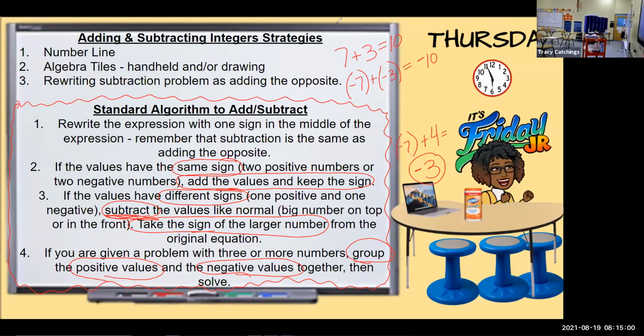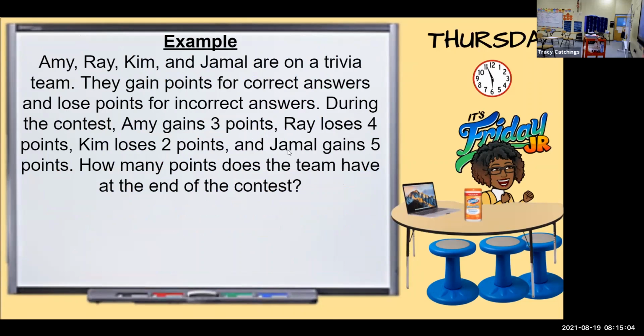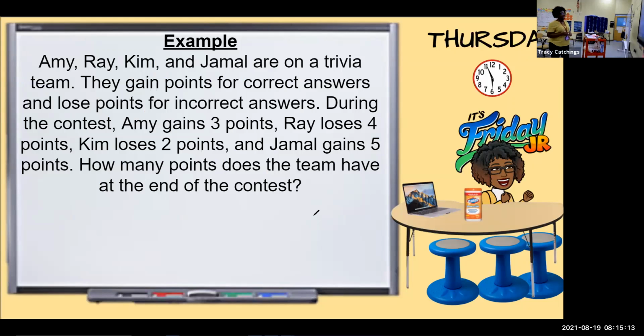All right, so hopefully you got your notes, and you know me, we're gonna use those notes to look at a few problems. The first example we're gonna look at reads: Amy, Ray, Kim, and Jamal are on a trivia team. They gain points for correct answers and lose points for incorrect answers. It says, during the contest, Amy gains 3 points, Ray loses 4 points, Kim loses 2 points, and Jamal gains 5 points. It then asks, how many points does the team have at the end of the contest?